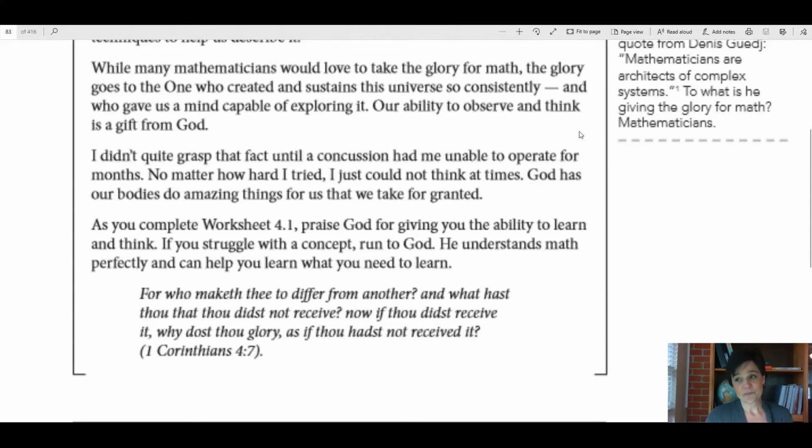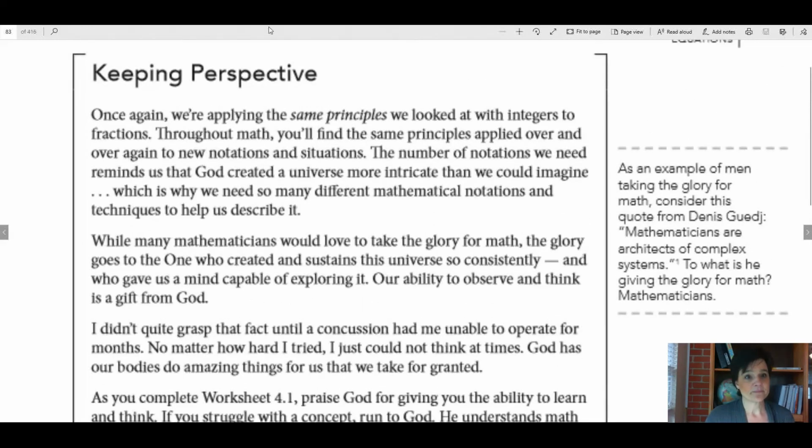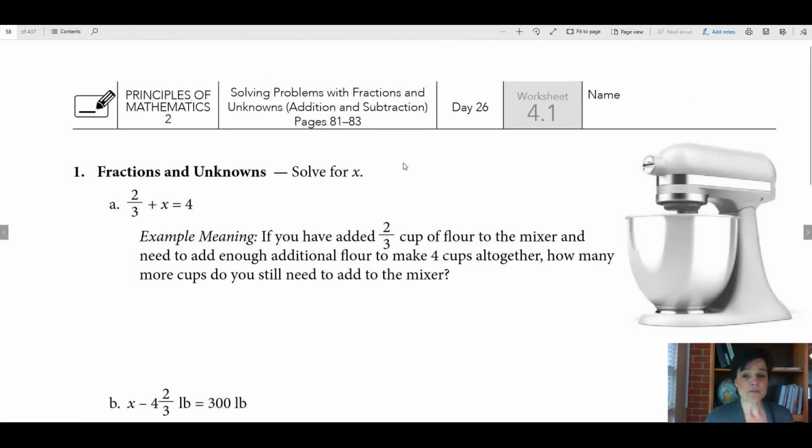See, these are things we don't often think about. Praying and asking for God to give you the knowledge to help you understand whatever concept it is that you can't get. 1 Corinthians 4:7, for who maketh thee to differ from another? And what hast thou that thou didst not receive? Now if thou didst receive it, why dost thou glory, as if thou hadst not received it? And this is very true. Okay, I thought that was a very good keeping perspective.